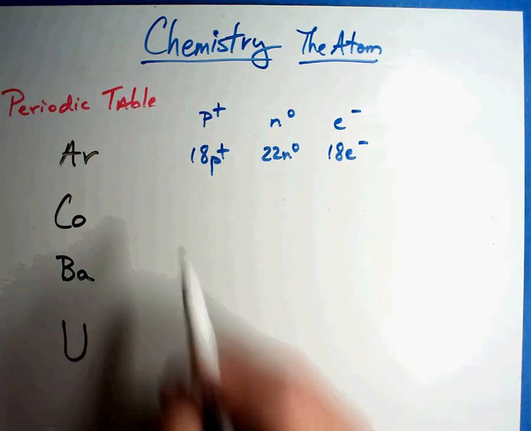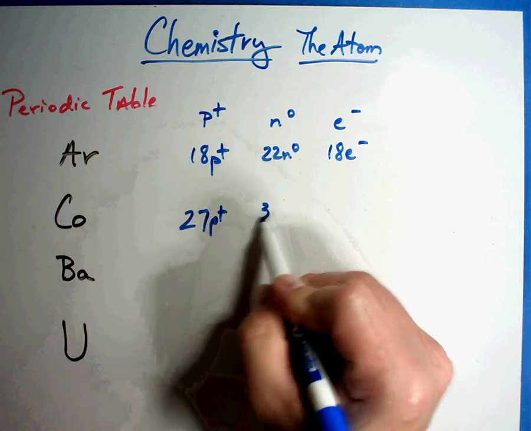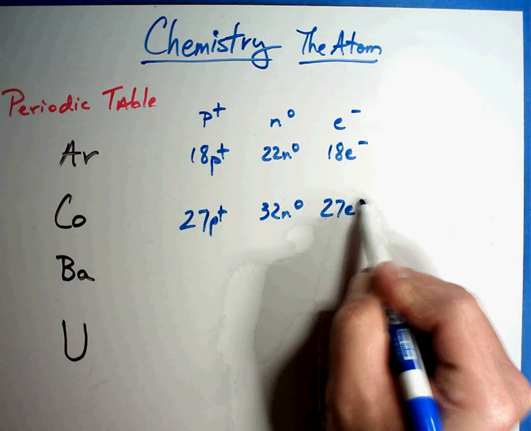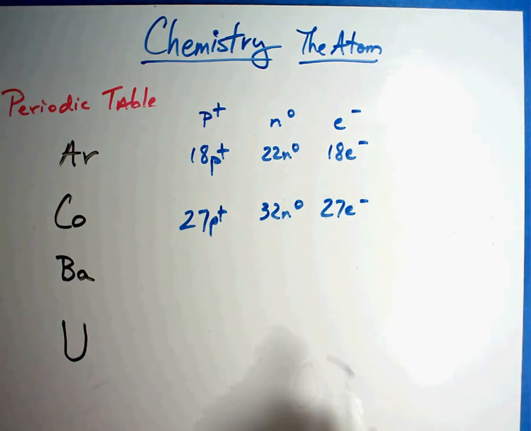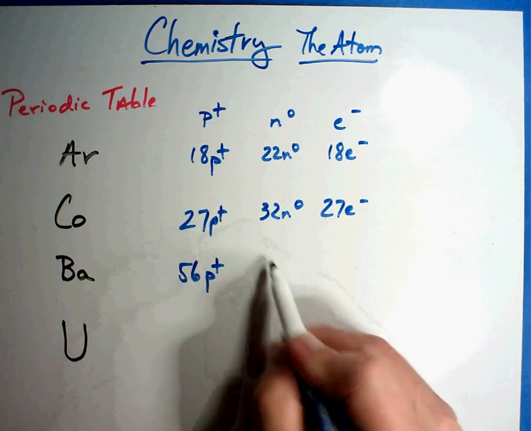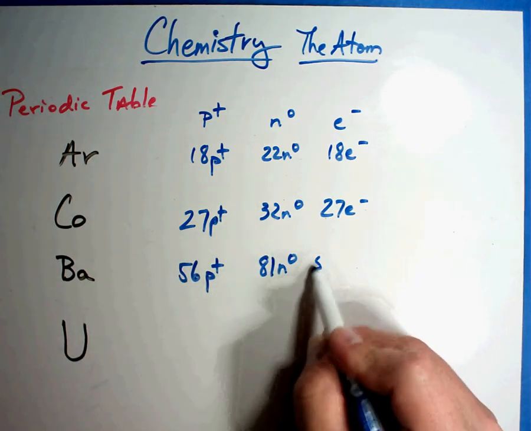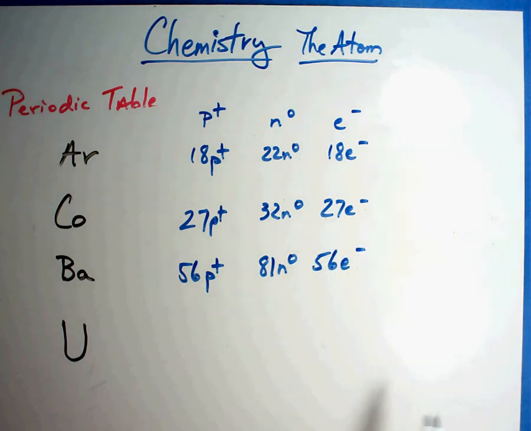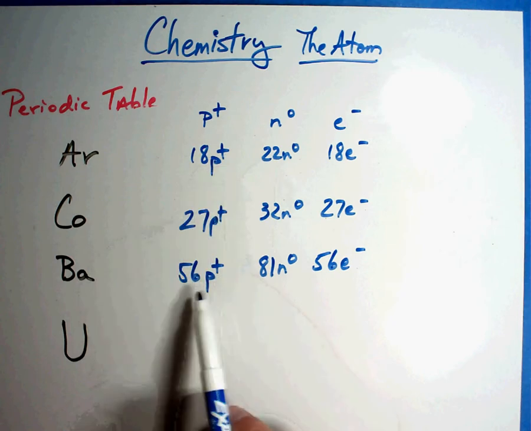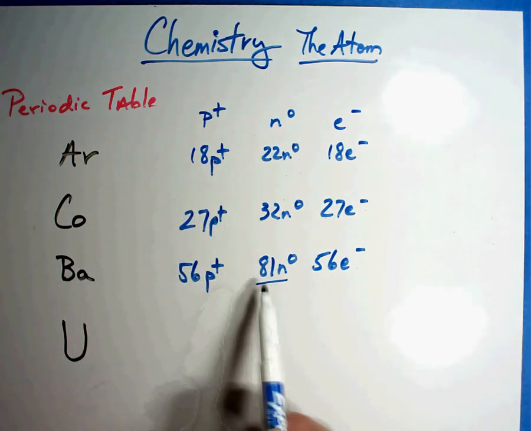Cobalt was the next one, 27 protons, 32 neutrons, and 27 electrons. Barium, 56 protons, 81 neutrons. Way different number that time, but it's right. 56 electrons. You'll notice the protons and neutrons were close here, but as you start getting bigger atoms, you typically get a lot more neutrons. And so that number is a lot further away.